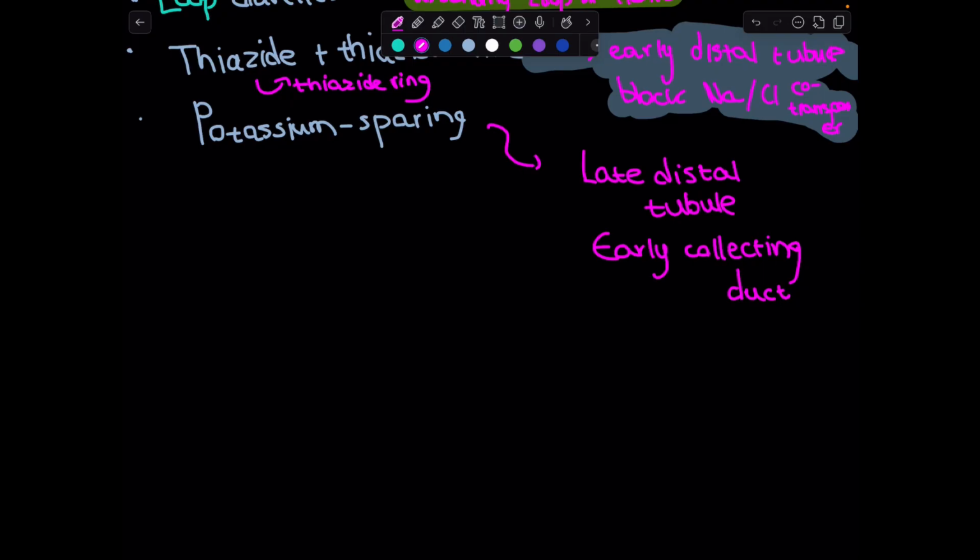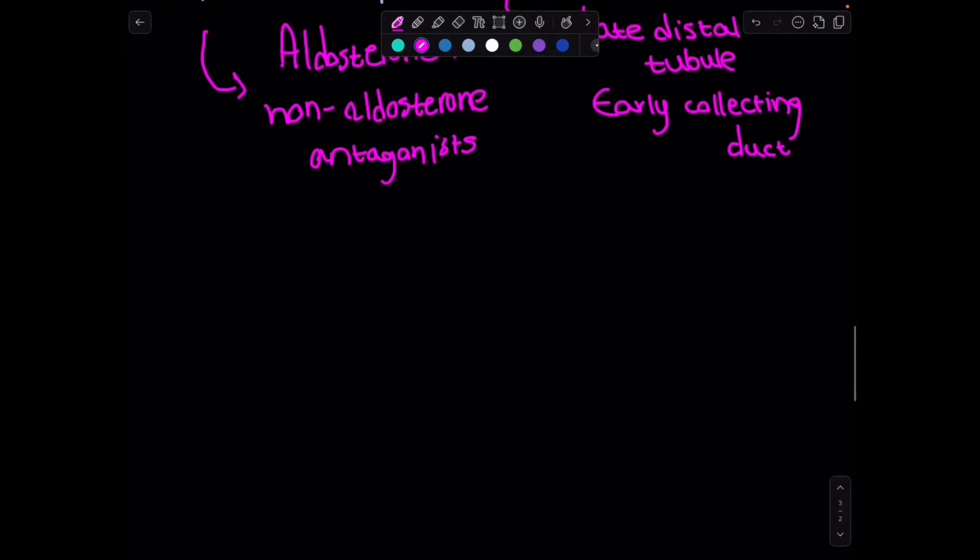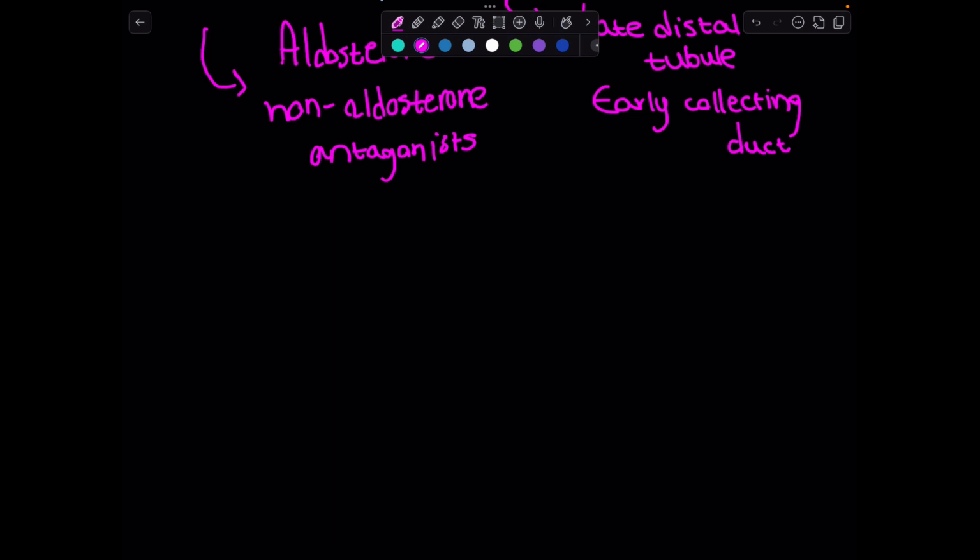And they're aldosterone and non-aldosterone antagonists, the potassium-sparing diuretics. Yes, potassium-sparing diuretics are divided into aldosterone antagonists, e.g., spironolactone, which block aldosterone receptors in the late distal tubule and early collecting duct to reduce sodium reabsorption and potassium secretion, and non-aldosterone antagonists, e.g., amiloride, which directly inhibit epithelial sodium channels, ENaC, in the same region.